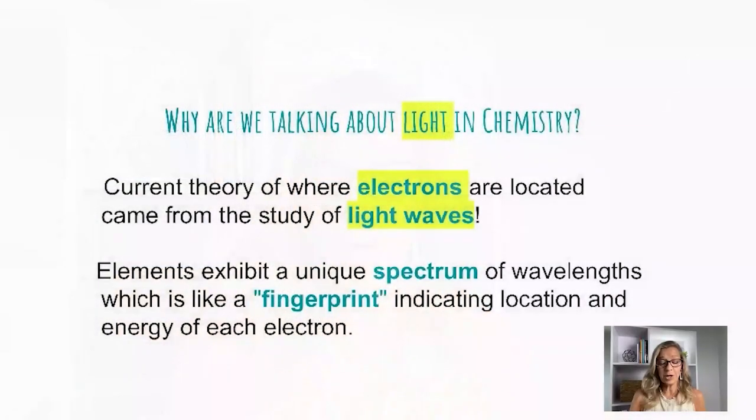You're going to need to know this to determine where electrons are located in atoms. So this sounds like we're talking about physics, but it's really important we get a little background in light before we talk about electrons. In fact, this is where we get the theory. The current theory of electron configuration is from the study of light waves. Every element will exhibit a unique spectrum, like a little fingerprint of different wavelengths of light that indicate where electrons are located in orbitals.